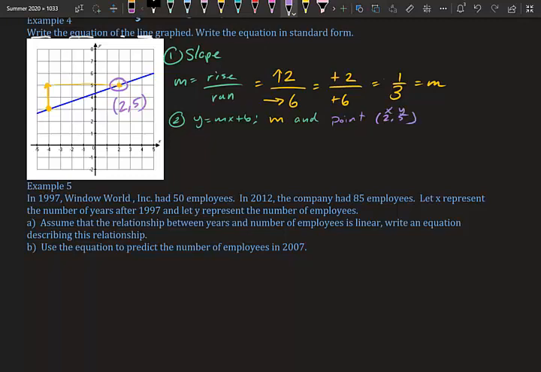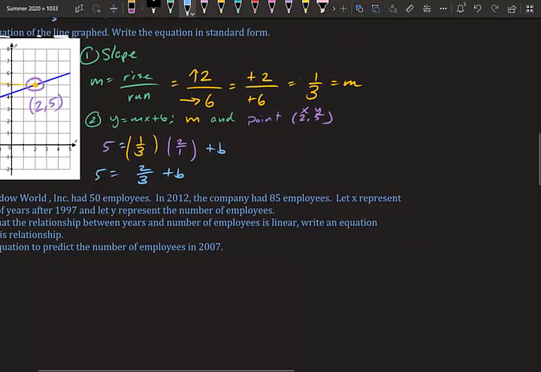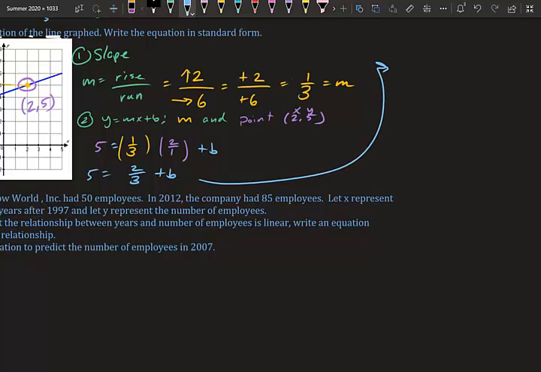All right, so we have our x and we have our y. We have 5 equals m, which is 1/3, times x, which is 2. Since it's near a fraction, I'm going to put 2 over 1, plus b. We're going to simplify our fraction by multiplying straight across. So we have 5 equals 2/3 plus b. I'm going to bring this over here because I'm out of space. So we have 5 equals 2/3 plus b.